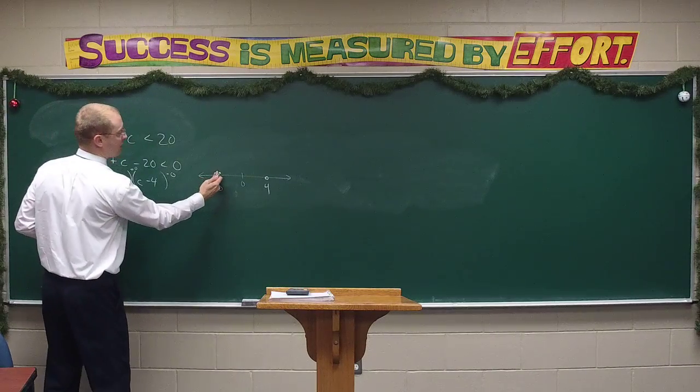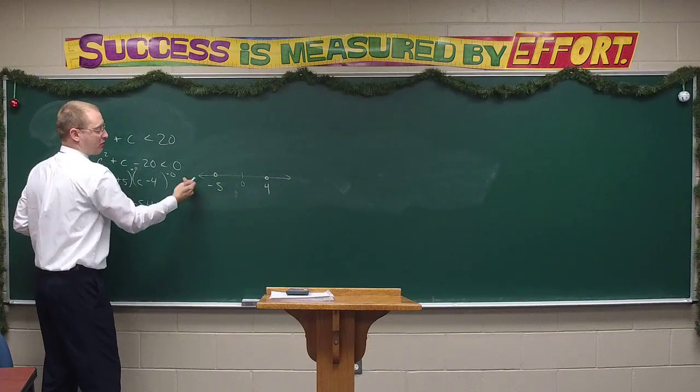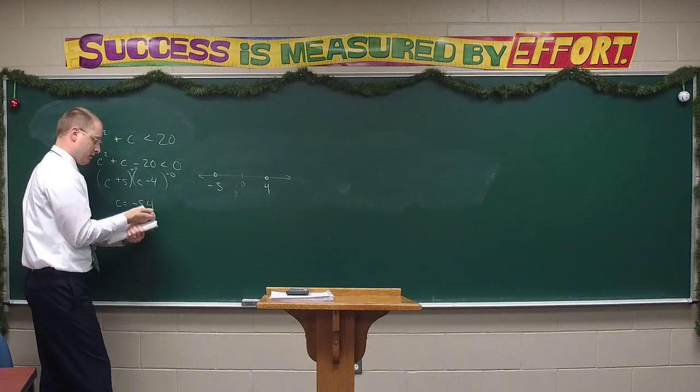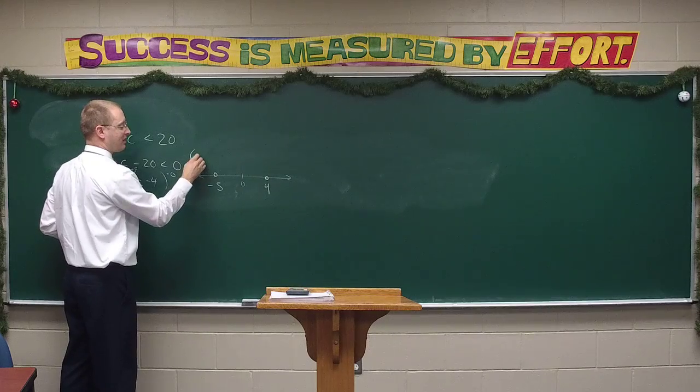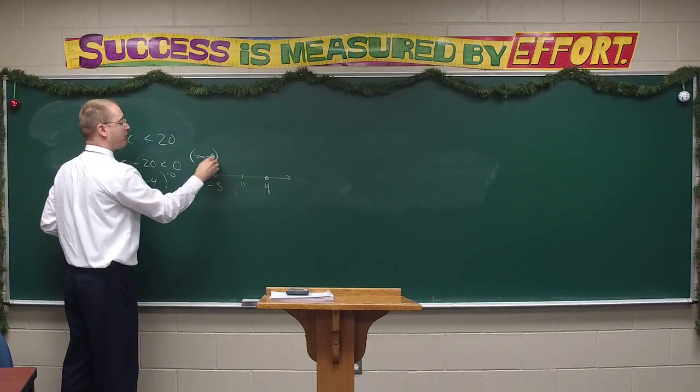The first range is everything down here. How would I describe this range of values, Maddie? The parentheses thing, negative infinity to negative 5. Good, negative infinity to negative 5.